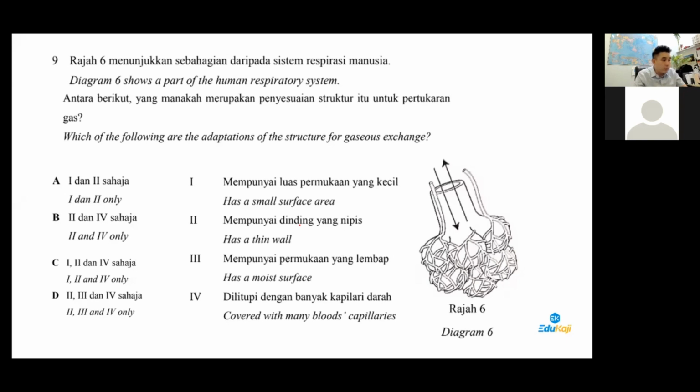As for question number 9, guys, they are asking you adaptation for alveolus. Okay, they don't have a small surface area, guys. Since when you learn alveoli got small surface area? Okay. Now, as for number 2, yeah, thin wall, moist surface, a network of blood capillaries. Easy stuff from Form 1 to Form 3 science. So number 9, answer D.